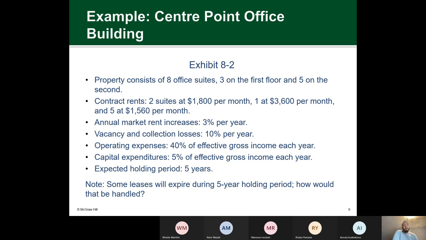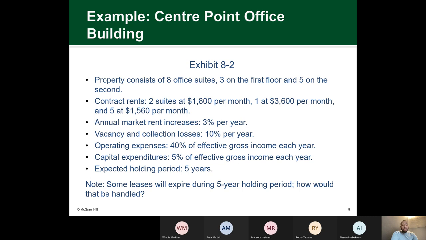So here's an example of an office building. Eight office suites. They have two at $1,800, one at $3,600, and five at $1,560. In their contracts, they have a natural rent increase of 3%, and they have 10% losses every year. People are going to move. People are going to leave. In commercial, that's just how it is.